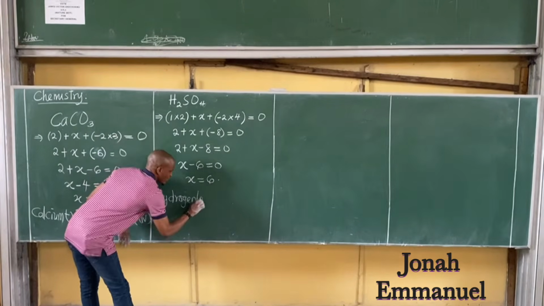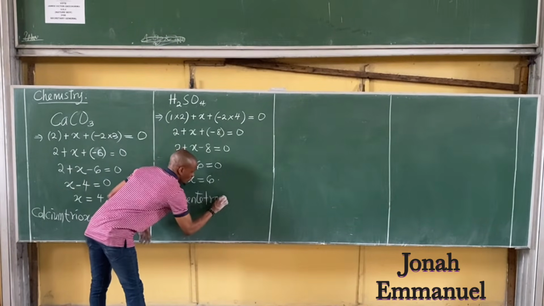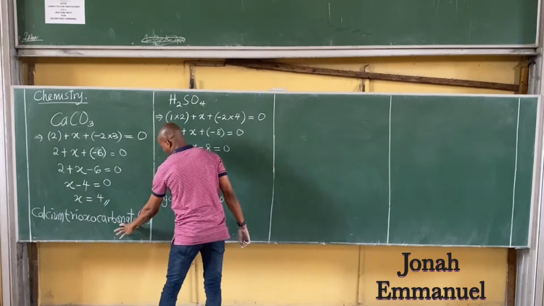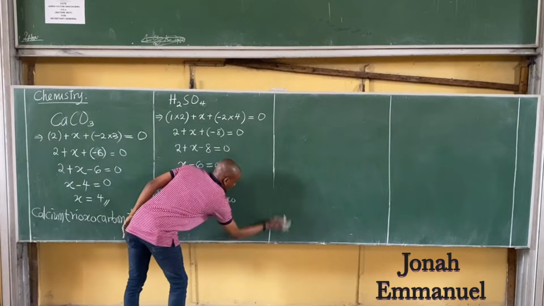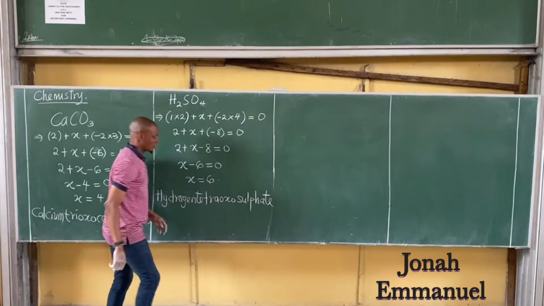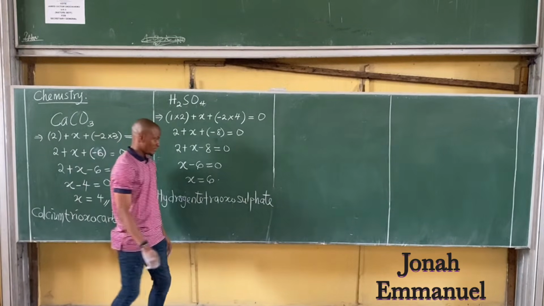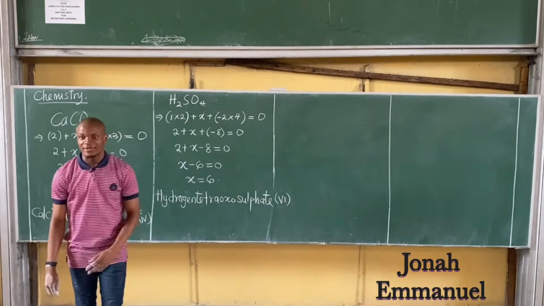It becomes tetra, and of course the oxygen is oxo. Carbon, oxygen, carbonate. Sulfur, oxygen, sulfate. Sulfate, what is the oxidation number here? 6. What is the Roman numeral? VI, Victoria Island. VI, right?